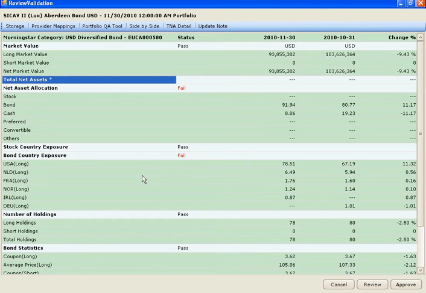For the stock and bond country exposure, we check to ensure the stock and bond country exposure breakdowns do not change excessively from one portfolio to the next, by comparing the most recent portfolio to the previous one. If the current has country exposure and the previous does not, and if the max is above 10%, it will fail. So you see this one, it failed.